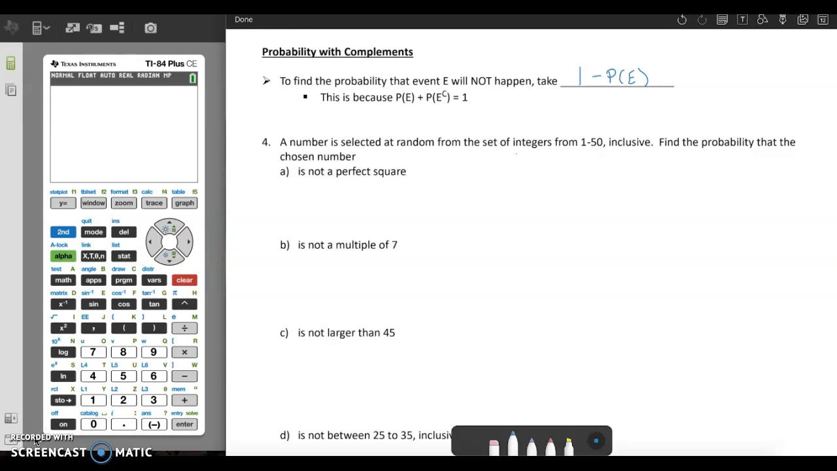So if you ever want to find either or, you simply subtract the other one from 1, and there you have it. This is just another way to calculate some probabilities. A lot of times it is easier, but not always. So we'll take a look.